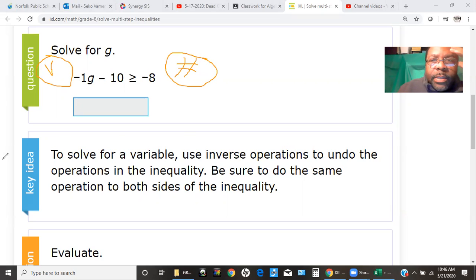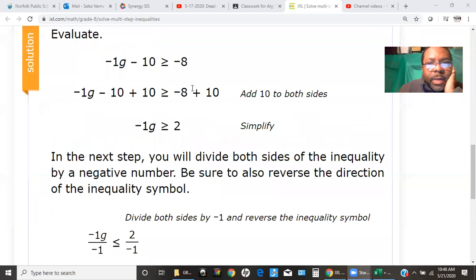So what we want to do is we want to get this number, the negative 10, we want to get it on this side of the inequality. You see the inequality here? I'm pointing right at it now. We want to get that negative 10 on this side of the inequality, and then we want to separate the negative 1 from the G. So to do that, what we're going to do is we're going to do the opposite. What is it? We're going to do the inverse operation.